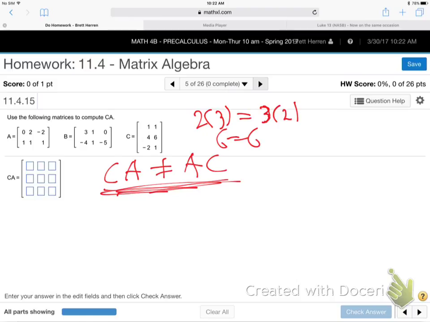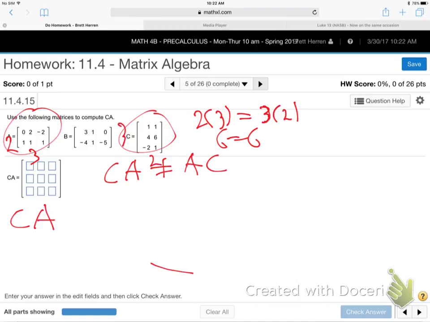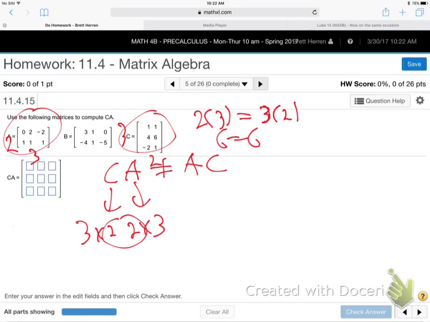All right, so those are not equal. You know that, right? I don't need to prove that to you. Think about it. Matrix A, what's the size of matrix A? 2 by 3. What's the size of matrix C? 3 by 2. So we can do CA. Why? Because CA is going to be a 3 by 2 times a 2 by 3. Inside numbers match, so it's a go. The answer will be a 3 by 3.